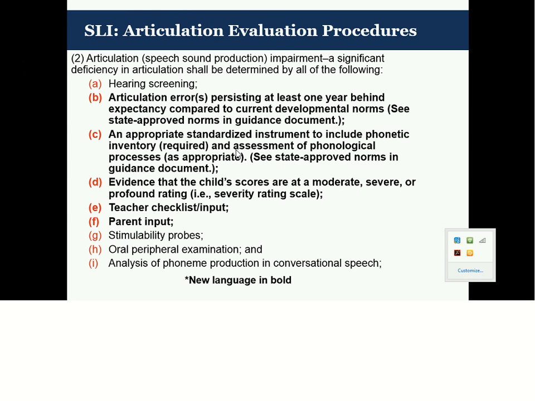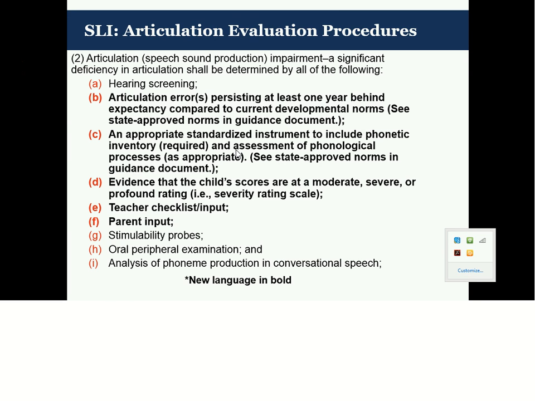For articulation, you can see some of the changes. The new language is bolded on the screen. So what's added is that the articulation errors that we're looking at need to persist at least 1 year behind expectancy compared to current developmental norms. And there are some state-approved norms provided in the guidance document. They're the recommended norms that districts use.